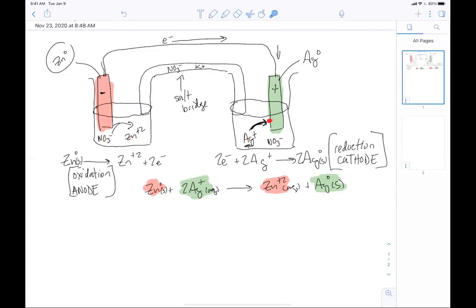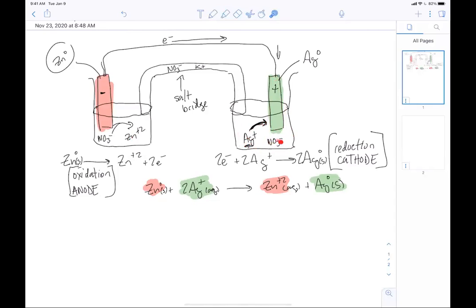But as the silver deposits on here, I start to run into this charge balance problem. At the beginning of the reaction, I have exactly the same number of silver and nitrate ions in here because I dissolved 1 mole of silver nitrate. So I have 1 mole of this and 1 mole of that. But if I start depositing silver, I'm not depositing nitrate as well. Just silver is depositing on that electrode there. And so I get this buildup of negative charge inside of this flask.